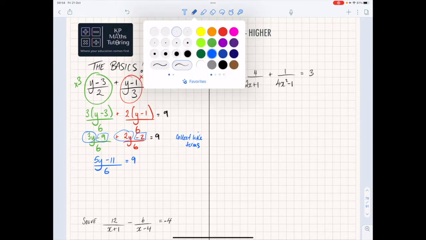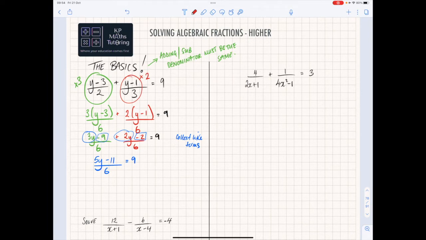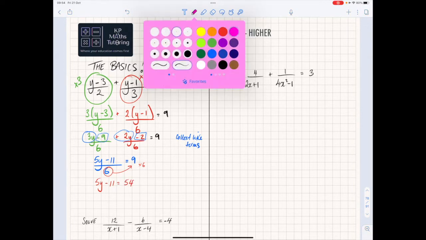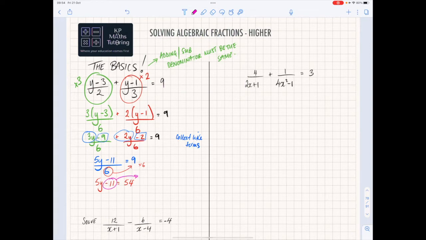From here, what we now need to do is just go to rearranging. So I'm trying to find y, which means the 6 goes over this way, and I times by 6, because it's a divide by 6 on the left-hand side. So it becomes 5y minus 11 equals 6 times 9, which is 54. Then from there, I take the 11 over. So minus 11 there. When I move it over there, it becomes a plus 11. So 5y is equal to 65.